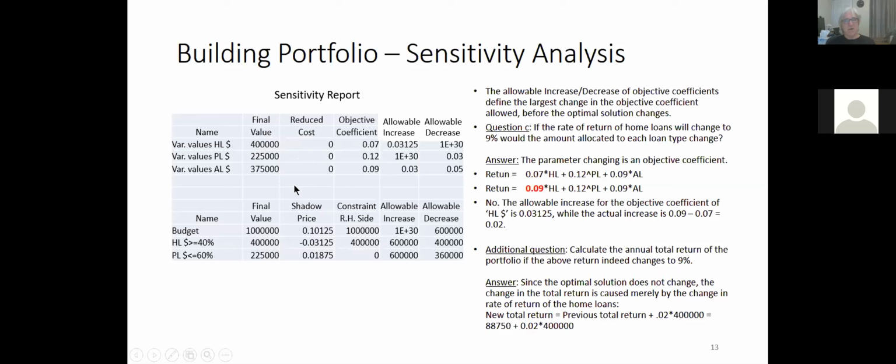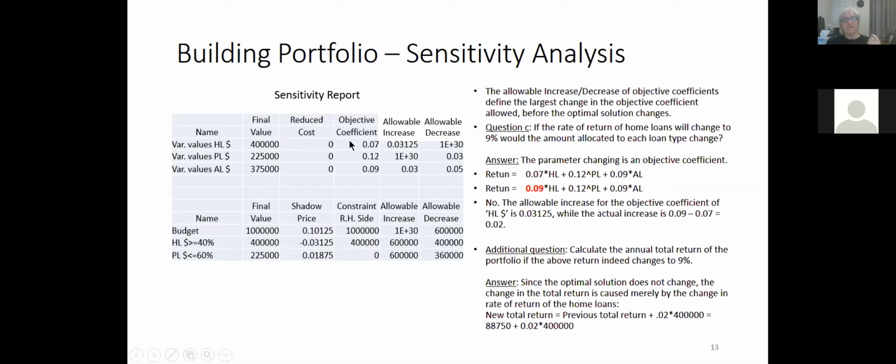What I was saying here, you don't even have to do all this. You already know that the change in the annual return is occurring because you added 2% here. So the contribution to the change is 2% working on 400,000. How do I know? 400,000 is still optimal because the optimal solution is not changing. So the solution is 0.09 times this. But what is 0.09? It's 0.07 plus 0.02.